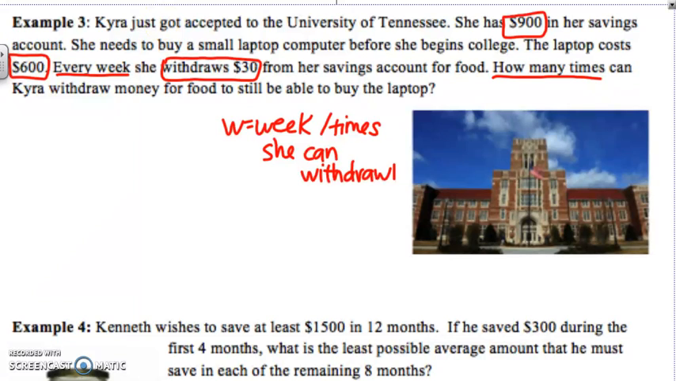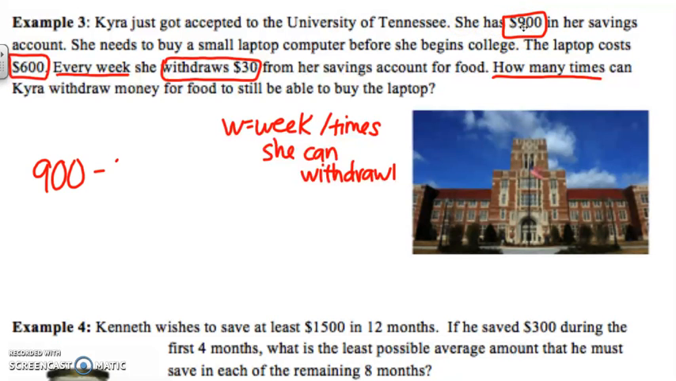Because I know it was 30 per week, keyword there. All right, so I'm going to start off with 900 bucks. That's what I have. I'm going to take away 30 each week, and I've got this $600 laptop that I need to buy.